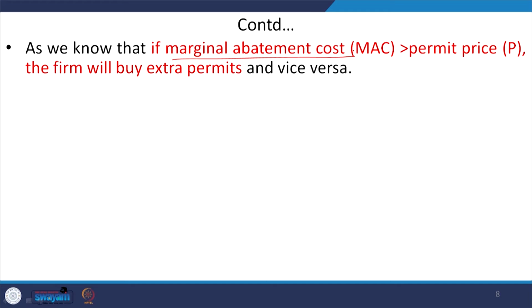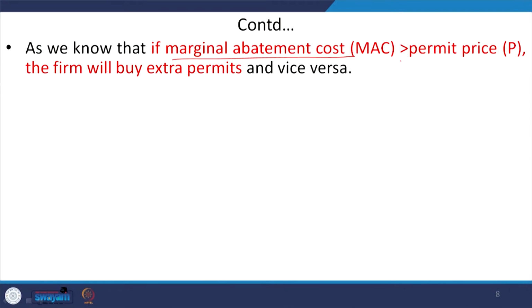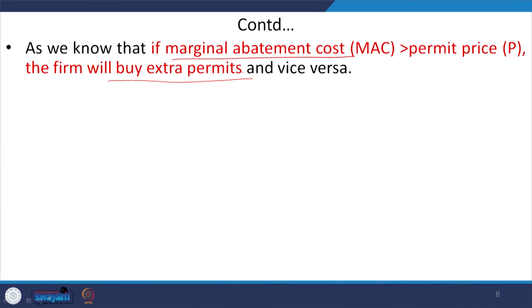So, from this what you understand is that if the marginal abatement cost is greater than the permit price, then would the farm be purchasing extra permits or selling permits? When the marginal abatement cost is greater than the permit price, then obviously reducing pollution is a costlier affair than purchasing in terms of permit price, right. So, for this reason, the farm will be purchasing the extra permits, right. And in the opposite case, if the marginal abatement cost is less than the permit price, then obviously the farm will try to abate more and more and it will be selling the permits, right.